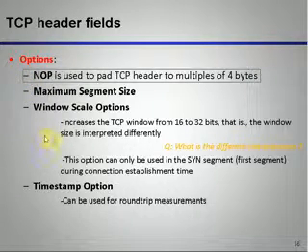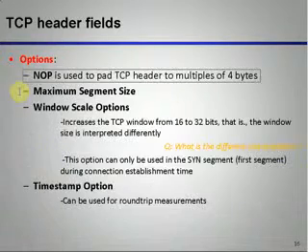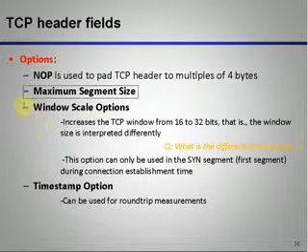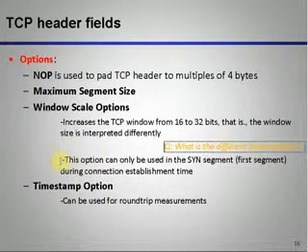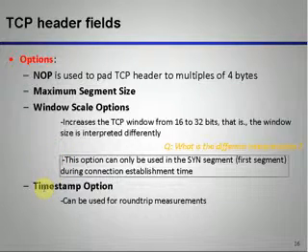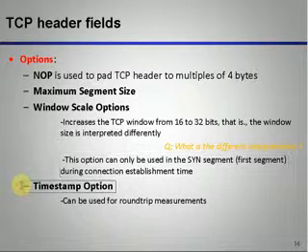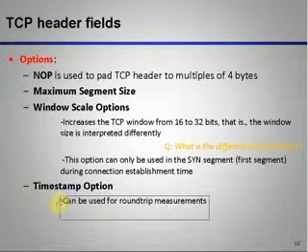Options. NOP is used to pad the TCP header to multiples of 4 bytes. Maximum segment size. Window scale option. Increases the TCP window from 16 to 32 bits, that is, the window size is interpreted differently. Question: what is the different interpretation? This option can only be used in the SYN segment, the first segment, during connection establishment time.